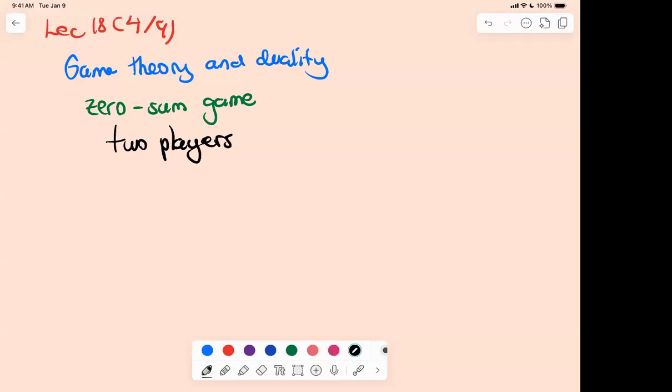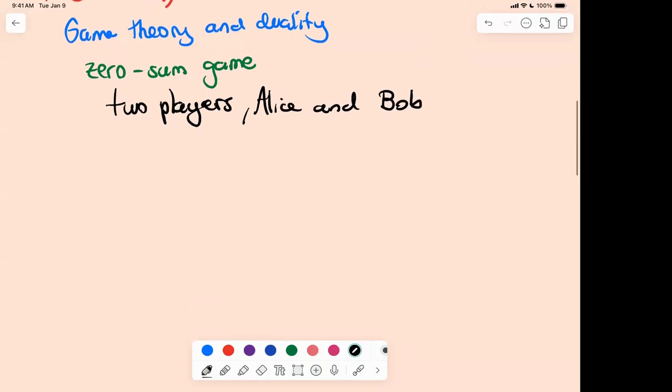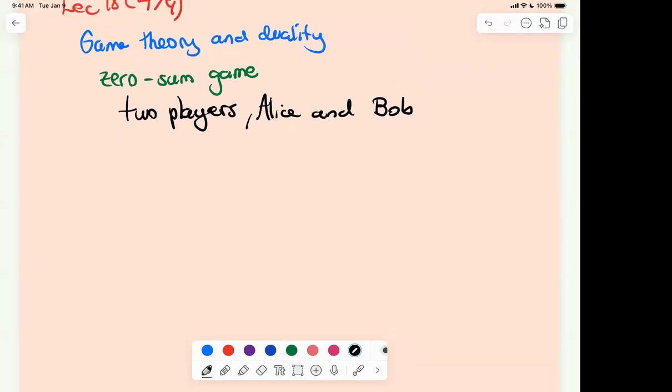I'll refer to the players as Alice and Bob. At least those are the go-to names in computer science and quantum physics and all this stuff. And I think that is the name that the book uses as well. Alice will be called the row player, you'll see why, and I'll call Bob the column player.